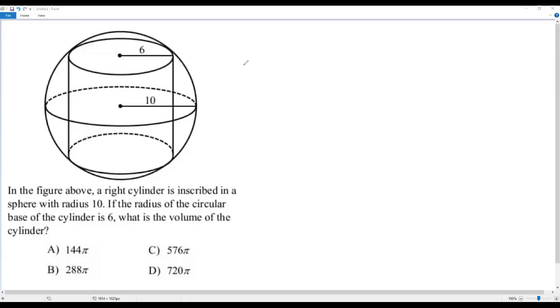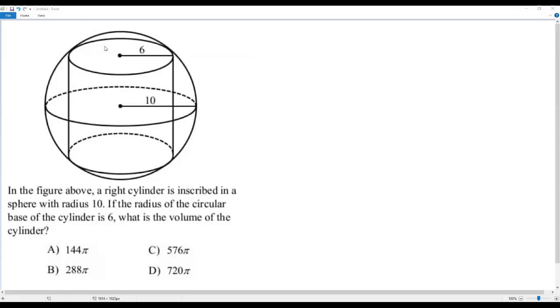Okay, we have a formula to get the volume of a cylinder, that is pi times r squared times h. Here r represents the base radius of the cylinder, and h represents the height of the cylinder. The base radius of the cylinder is 6. We can plug in 6 for r, but we need the height of the cylinder, which is not given. Using the other information, we have to get the height of the cylinder.